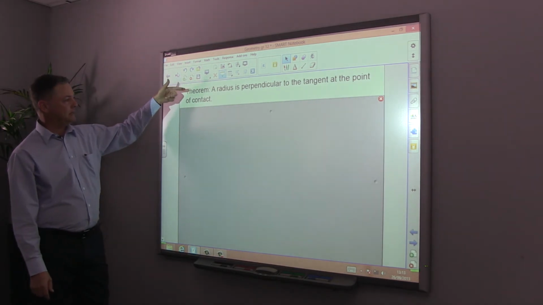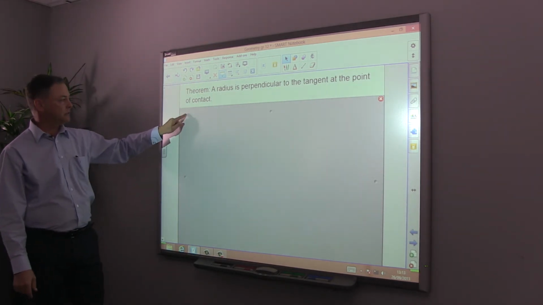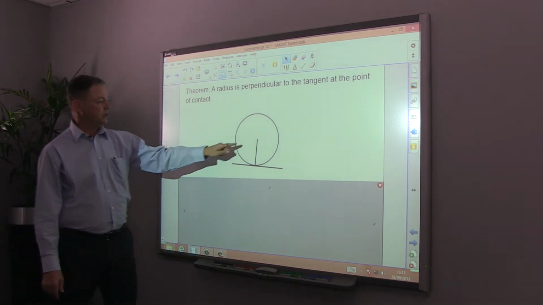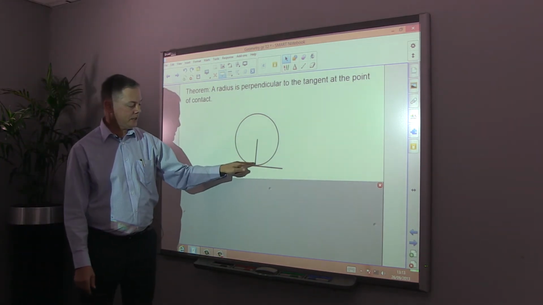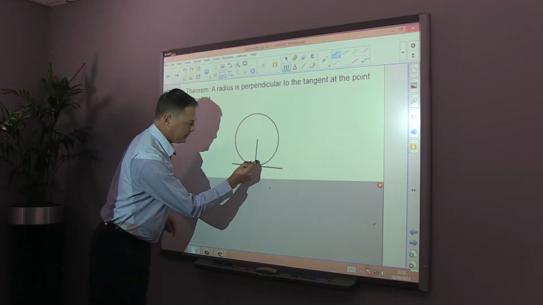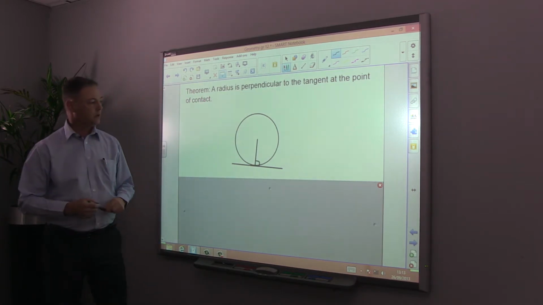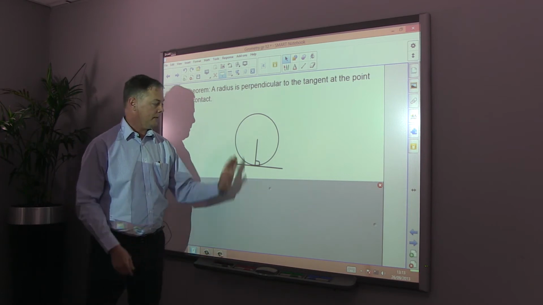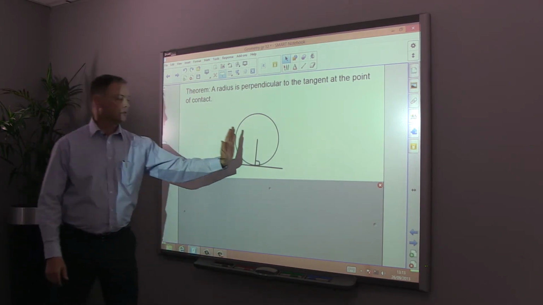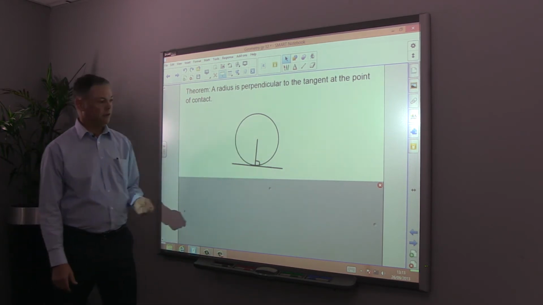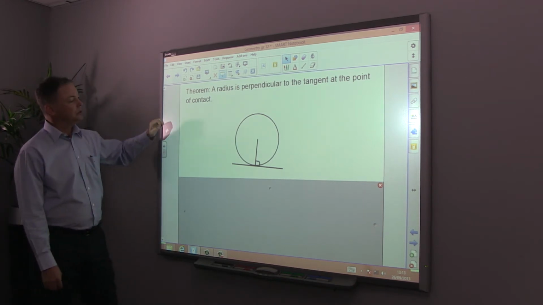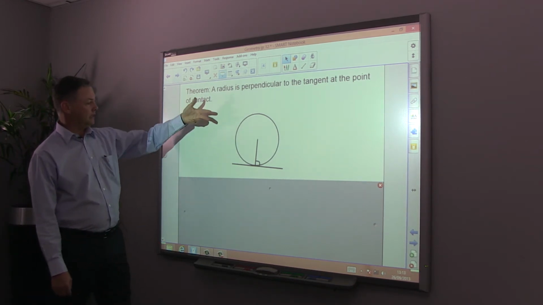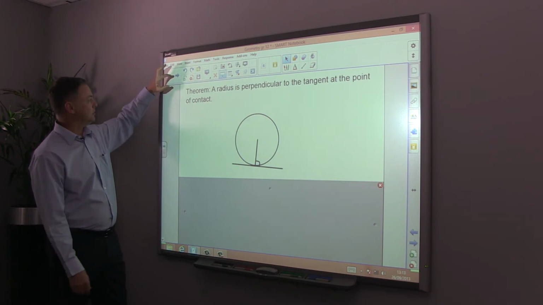A radius is perpendicular to the tangent at the point of contact, which is just what I mentioned. If you've got a radius drawn to a tangent where it touches, the angle formed is 90 degrees. It's very easy. In analytical geometry, it's used a lot. There they use gradients, because the gradients multiplied by one another must give you -1. So that is that theorem in analytical, but it's also used in circle geometry as well.